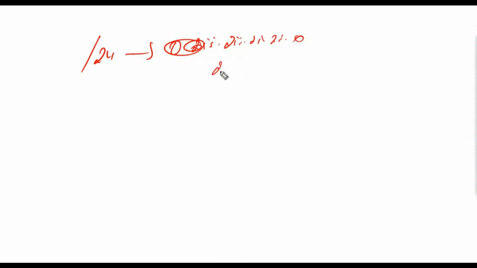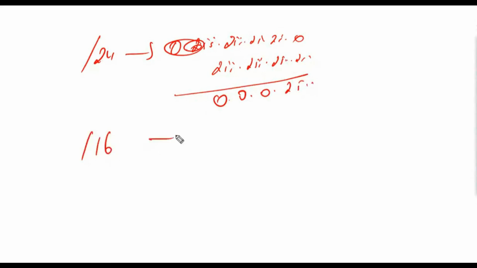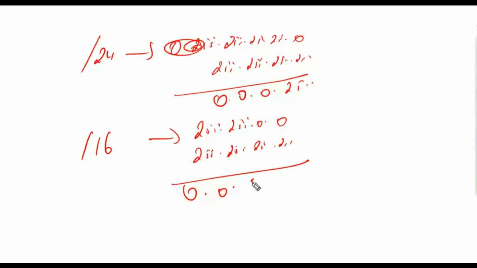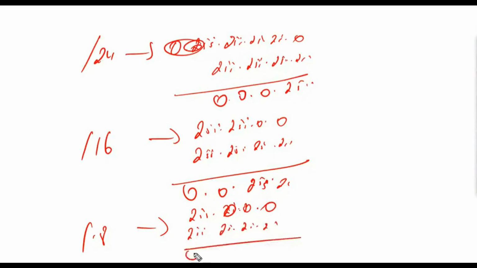255.255.255.0. I can write it as subnetting. This is the global subnet mask. Taking /16 means 255.255.0.0. If I subtract it from 255.255.255.255, it's going to be 0.0.255.255. If I'm taking /8, then it will be 255.0.0.0, and subtracting it from 255.255.255.255 gives 0.255.255.255. This is the wildcard mask.